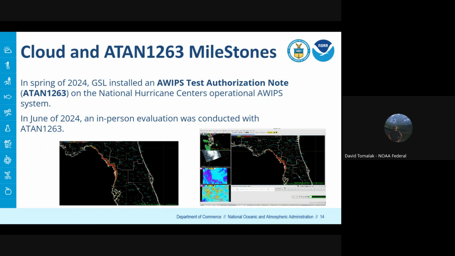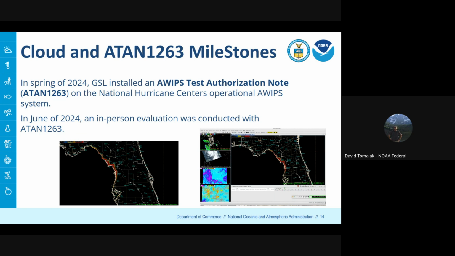This year was a big milestone because in spring we installed this AWIPS Test Authorization Note. In order to install new software on the AWIPS system that the operations folks use, you have to go through an ATAN process. For us to get that approved was a big deal, and we installed that on the National Hurricane Center's operational AWIPS system. Then in June of this year, we had an in-person evaluation. The evaluation provided beneficial feedback to help improve the next iteration of this storm surge project.